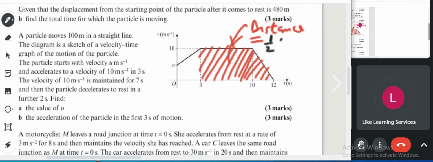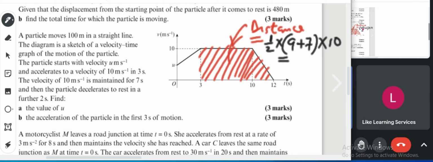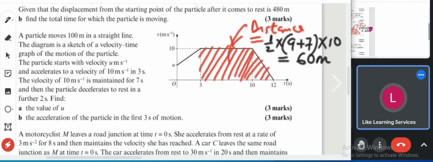Half times sum of parallel sides. Where a parallel side 3 to 12 is 9, that is from here to here, and then 3 to 10 is 7. Plus 7. Then times height, which is the distance between parallel sides, that's 10. So times 10, and that gives us 5 times 12. Is this 60? So 60 meters. So this whole area is 60 meters.